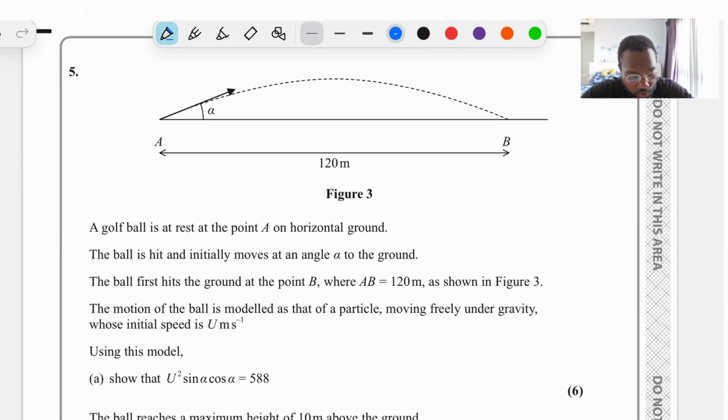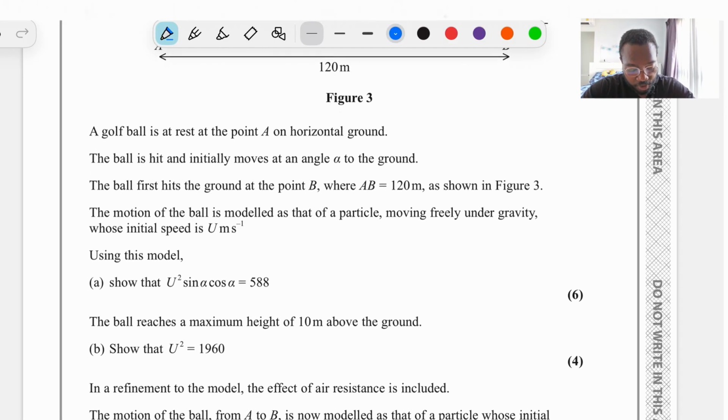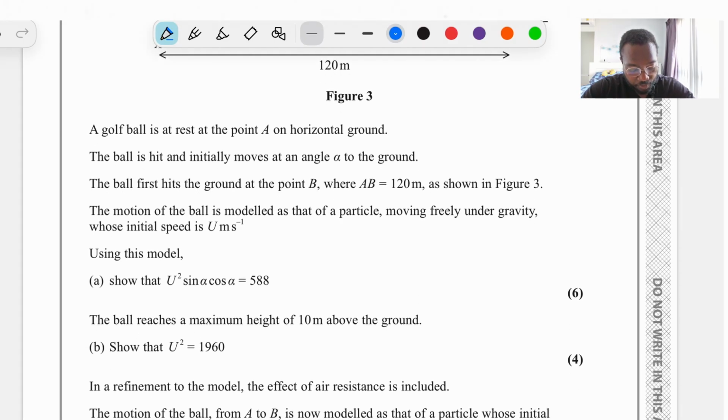Okay, so for this one, we have a golf ball at rest at the point A on horizontal ground. The ball is hit and moves at an angle alpha to the ground. The ball first hits the ground at the point B, where AB is 120 meters. The motion of the ball is modeled as that of a particle moving freely under gravity, and the initial speed is u meters per second. We can show that u squared times sine alpha cosine alpha is equal to 588.